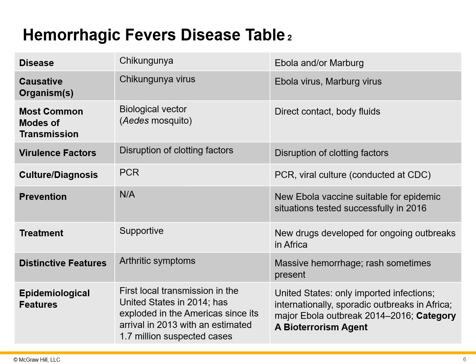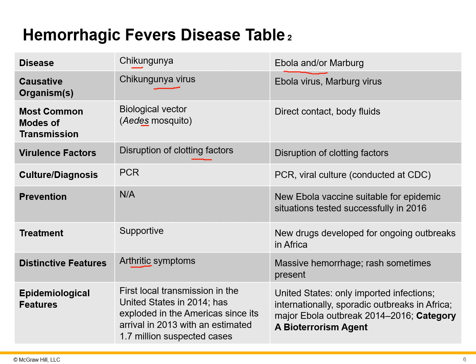A couple others, chikungunya, again a little easier to remember, chikungunya virus, also spread by those mosquitoes and disrupting the clotting factors. So these have some commonality that helps them to be a little easier to remember. Again, supportive care, and then they can cause arthritic symptoms as they develop.